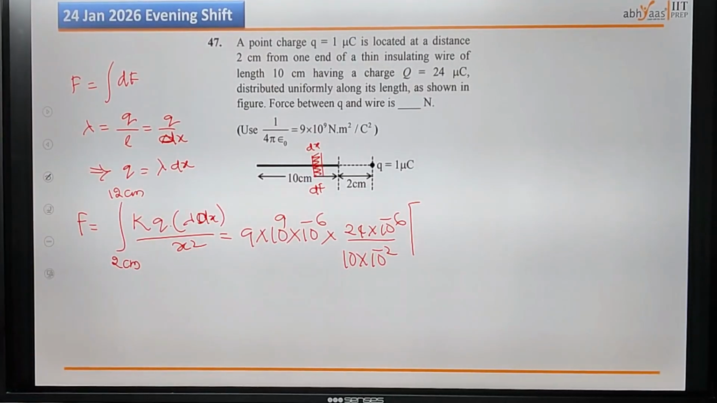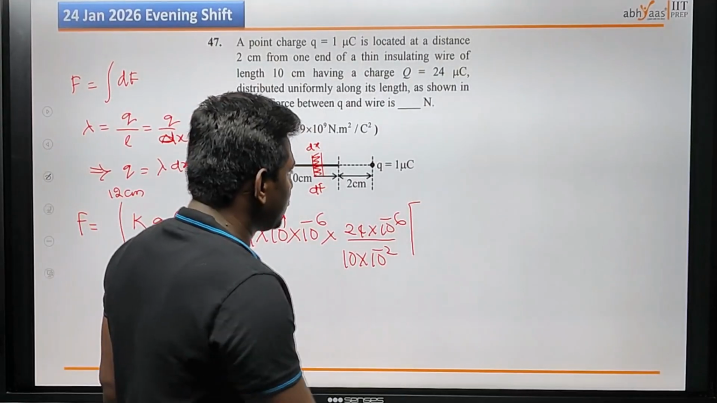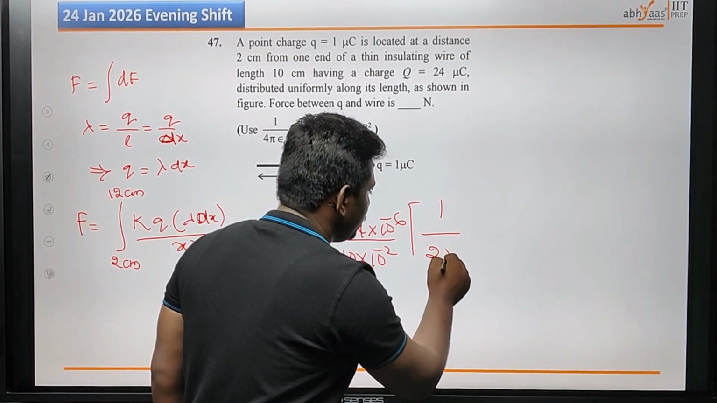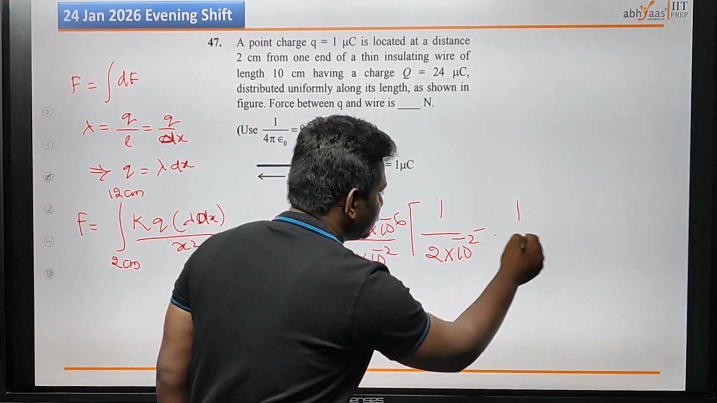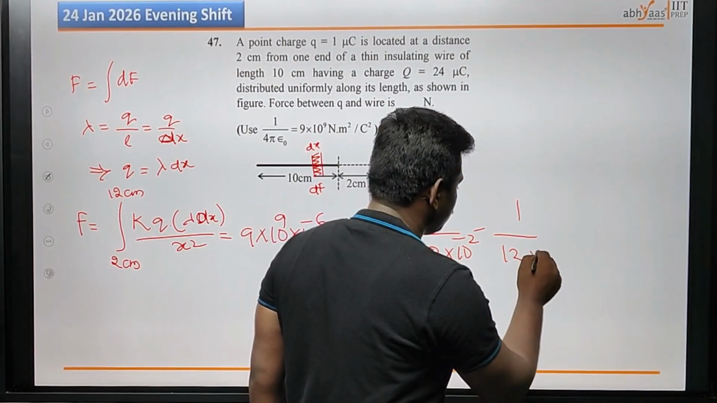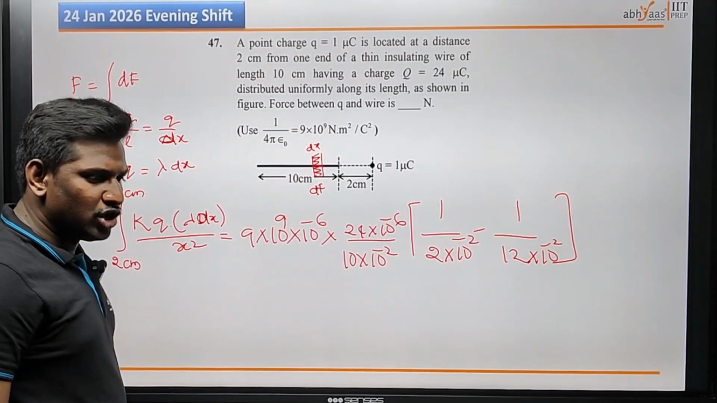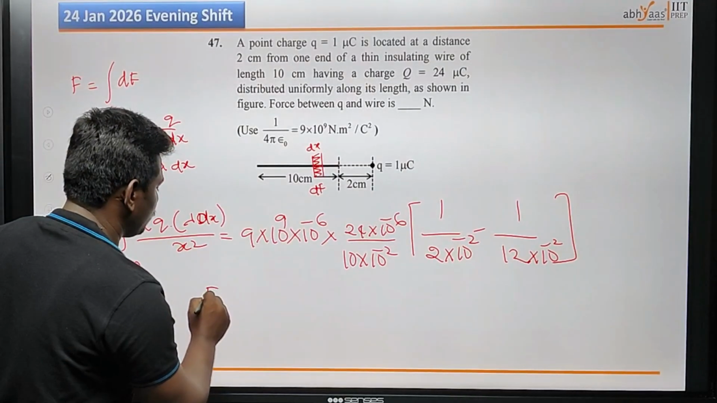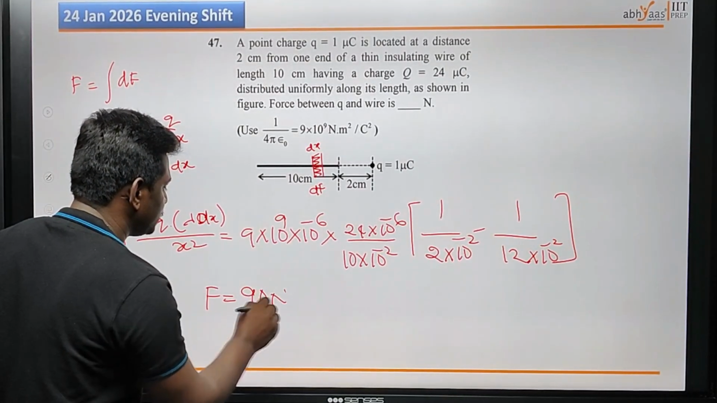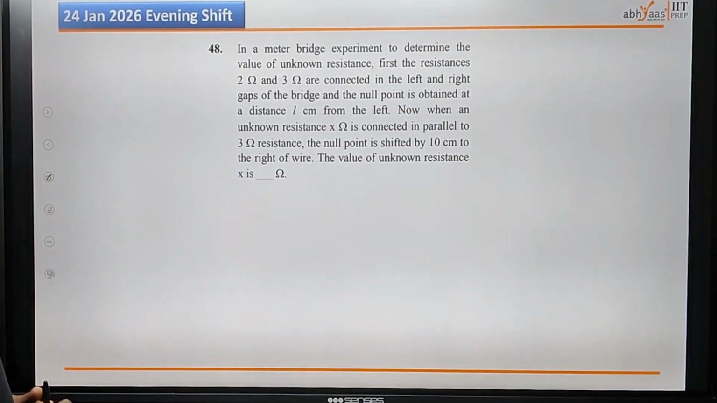What is this one? Integral of 1 by x square. You will get minus 1 by x. Minus 1 by x, I am substituting here. First the lower term, 1 by 2 into 10 to the power minus 2, minus 1 by, what is the length? The upper limit is nothing but 12 into 10 to the power minus 2. If you solve this entire thing, you will get the answer F equal to 90 Newton. Your answer is 90. Next question.